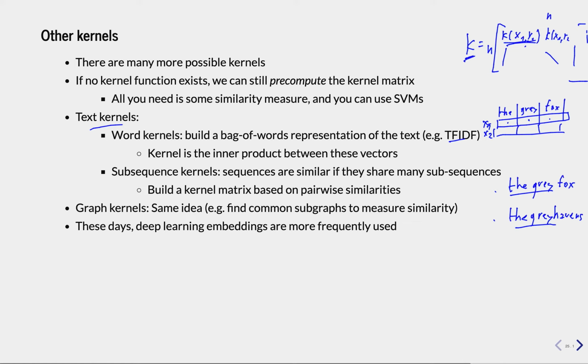Text kernels were all the rage a couple of years ago, but these days they are replaced with deep learning embeddings, which can be trained on a lot more data and are therefore typically better in most applications. Besides text kernels, there are also graph kernels or image kernels. Same idea. Whenever you have some similarity function, you can use that to build a kernel matrix and use kernelized SVMs.